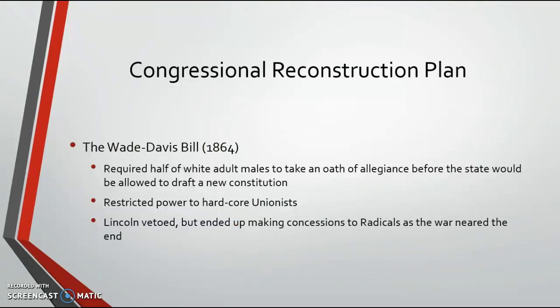So this is Congress's plan. It's called the Wade-Davis Bill from 1864. And this plan was not quite as lenient. It required half of white adult males to take an oath of allegiance before their state would be allowed to draft a new constitution. So it jumps up from 10% to half. It restricted power to unionists, meaning that Confederate officials could not once again regain government power. Lincoln vetoed that item, but he ended up making concessions to some of the radicals as the war neared its end. For example, he agreed to place the South under temporary military rule.